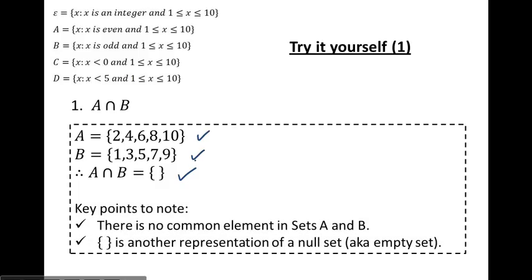Key points to take note: there's no common element in set A and set B. As mentioned earlier on, we use open and close braces to define null sets, also known as empty sets. Both terms are used synonymously, they are used interchangeably.